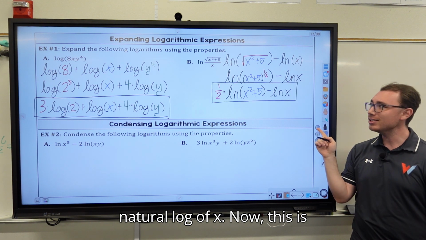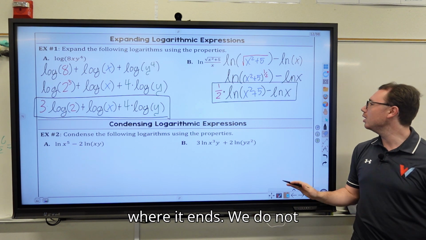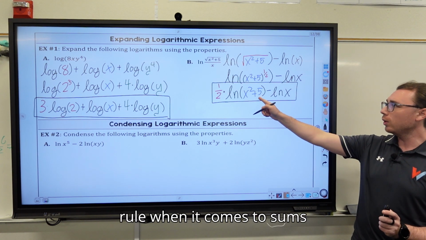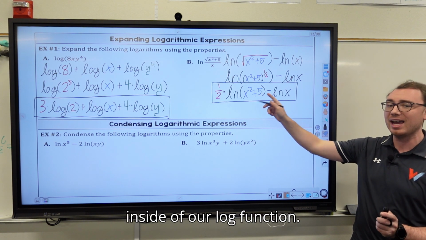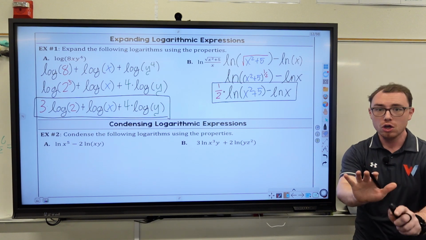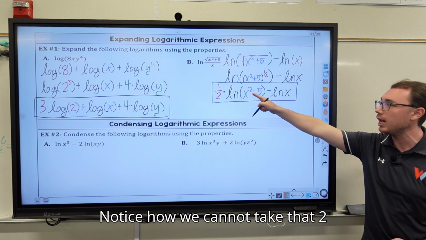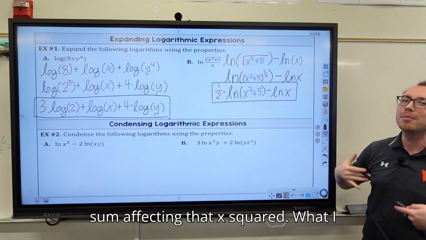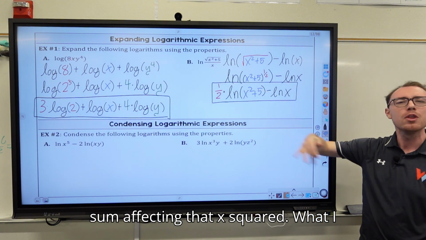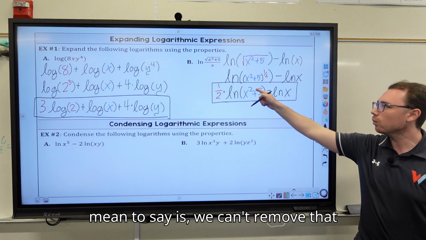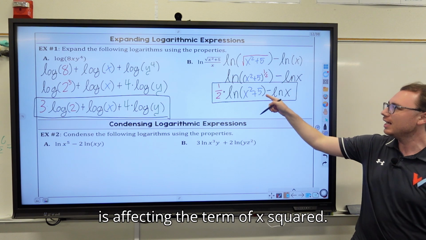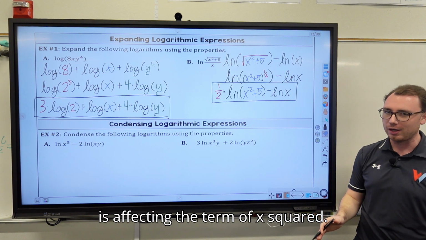Now, this is where it ends. We do not have a property or rule when it comes to sums inside of our log function. Notice how we cannot take that 2 off of the x there because we have that sum affecting that x squared. What I mean to say is we can't remove that power from that x because the term of 5 is affecting the term of x squared.